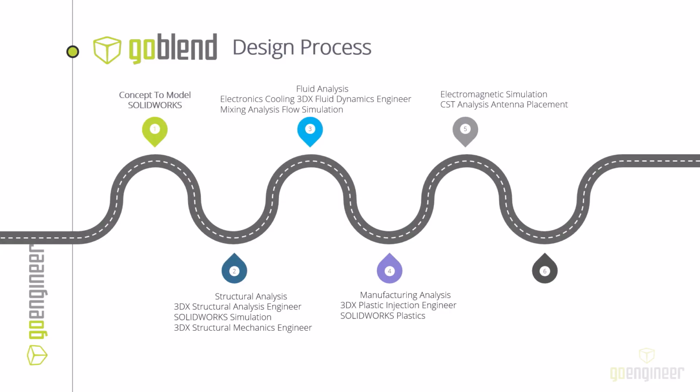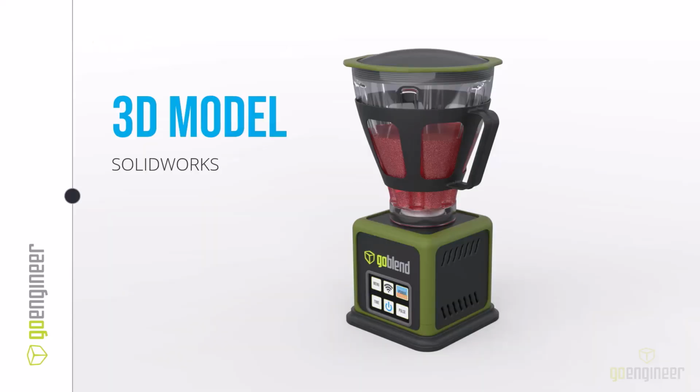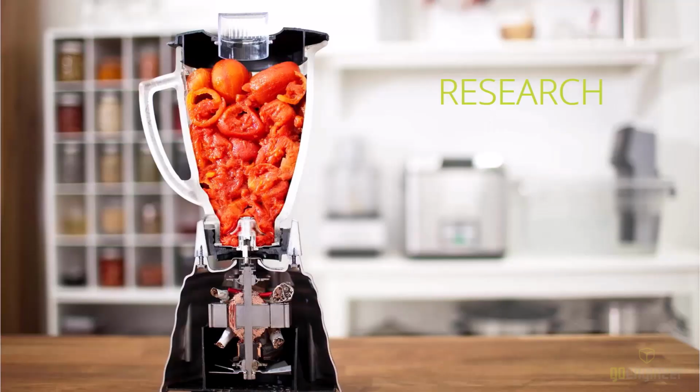So where we're going to go in this presentation is just talk about the concept, how we got to the model that we're going to be looking at. We'll talk about structural analysis, fluid analysis, manufacturability, and electromagnetics. So let's talk about the blender, the 3D model, and the journey of how we developed this design so far.